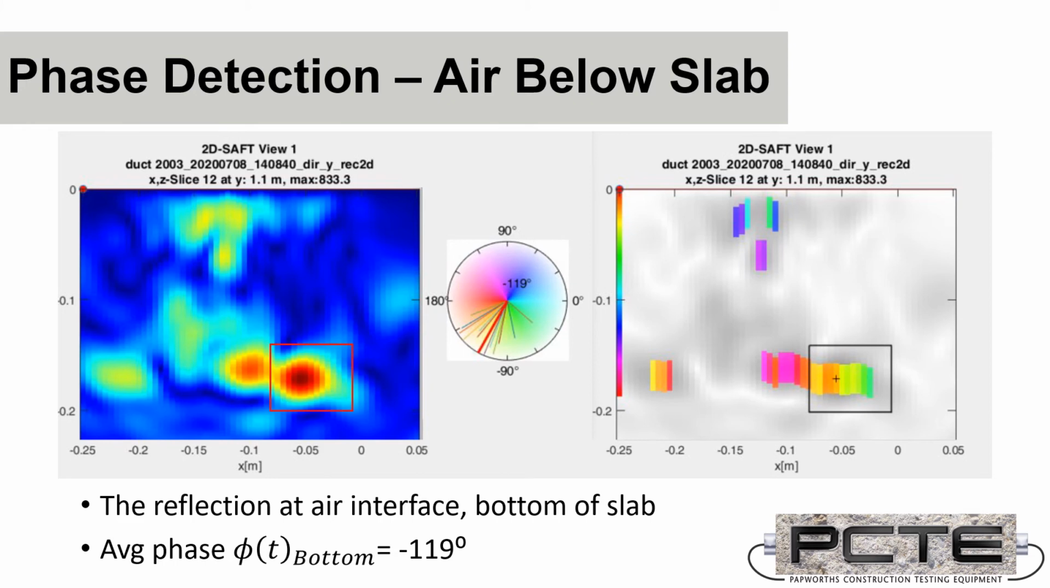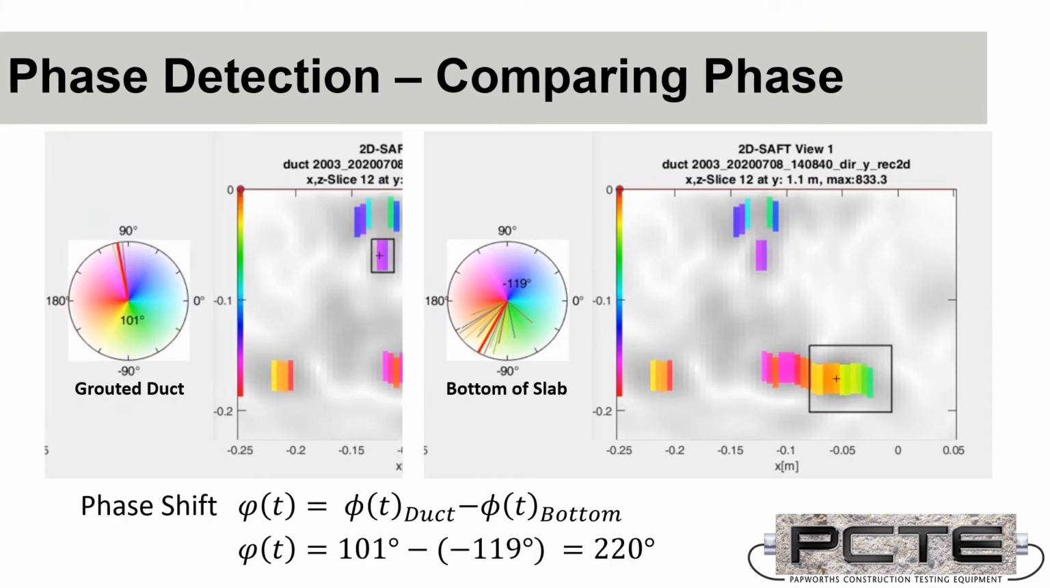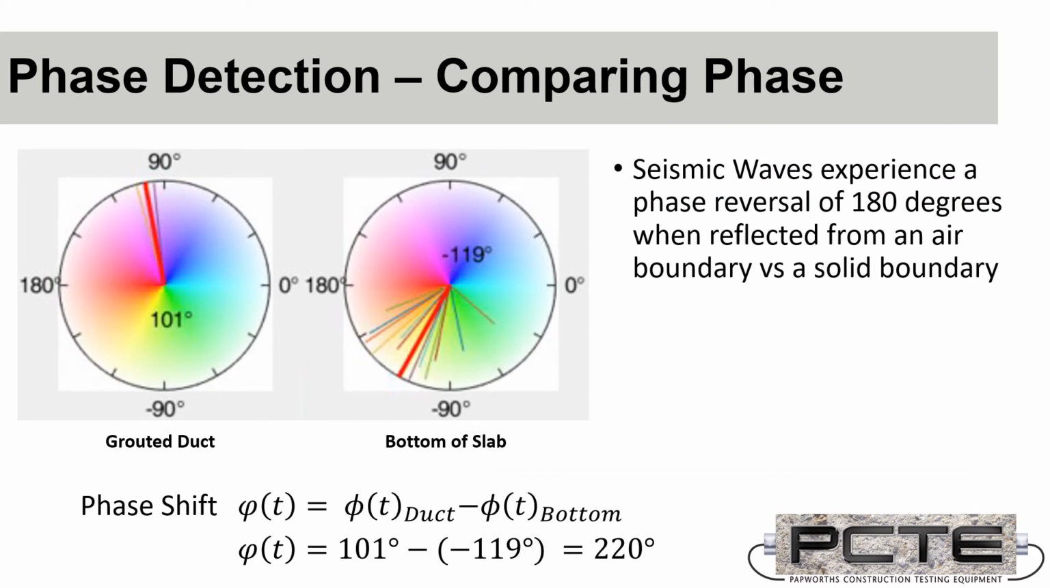So I have now put together the phase wheel and images from the grouted duct and the bottom of the slab. We can see them on the left-hand side, 101, and on the right-hand side, -119 degrees. Comparing the two phase wheels, it's not a perfect 180 degree difference in the phase shift for the grouted duct versus the air interface at the bottom of the slab. It's 220 degrees, but there's a clear and quantifiable change, which could be used to tell the difference between the two interface types when comparing the data.